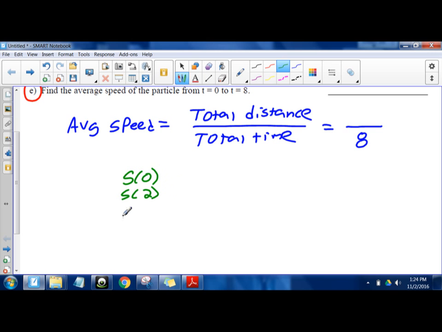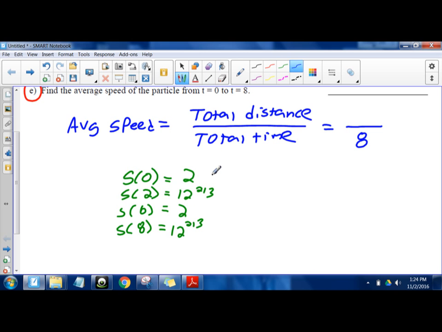Then at 2, it's going to change direction, and it's going to keep on trucking until 6. From 2 to 6, I need to calculate the distance. And then at 6, it's going to change direction, and I need to calculate the distance from 6 to 8. Add up all these numbers, and you're going to get the total distance. So if I use my calculator, or if I think about the function values and do them out algebraically, I'm going to get that S of 0 is 2, S of 2 is 12 and 2/3, S of 6 is equal to 2, and S of 8 is equal to 12 and 2/3.